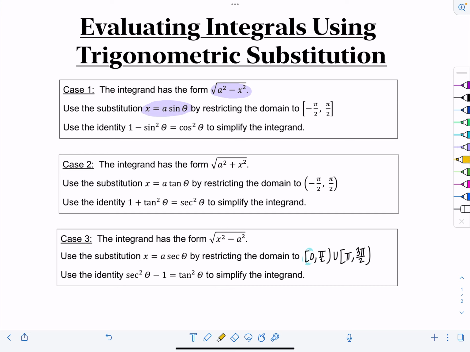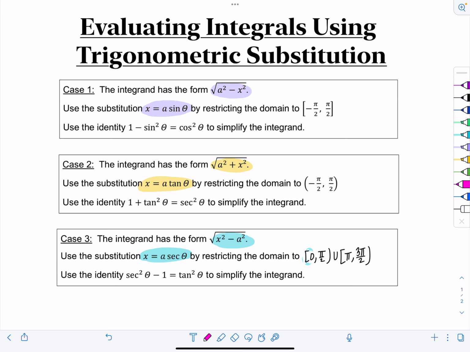Case 2, the integrand has an expression of the form a squared plus x squared. So in that case, you'd have a constant squared plus variable squared. This time you want to use the substitution x equals a tan theta. And then the third case is the integrand has an expression of the form x squared minus a squared. And in that case, you want to use the substitution x equals a secant theta.